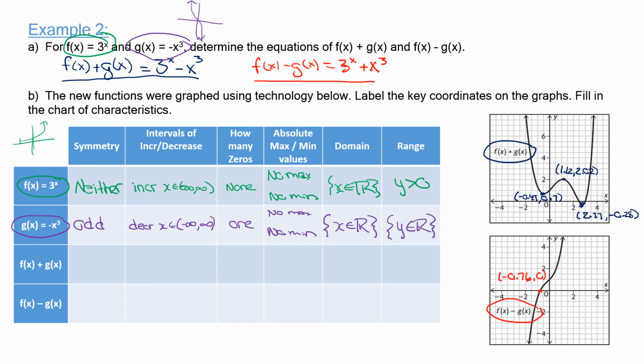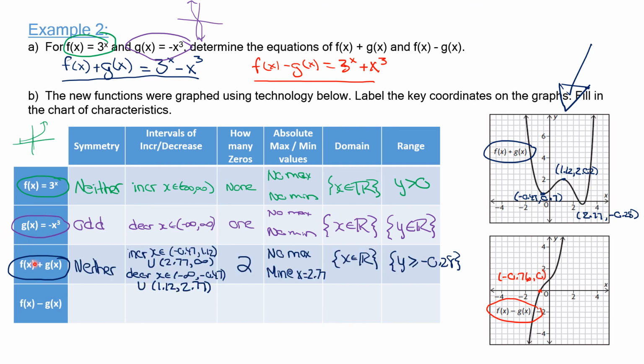Now, what about f at x plus g at x? Okay, now is a good time for you to press pause and try to do this yourself. You're going to do the whole row for f at x plus g at x, and you have a graph to look at right here. So look at this graph and fill in the chart. I'm going to press pause too, and I'm going to fill in the whole chart, and when I'm done, you'll see all of the answers here.